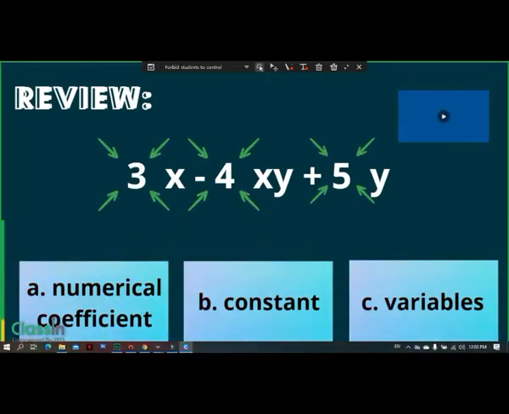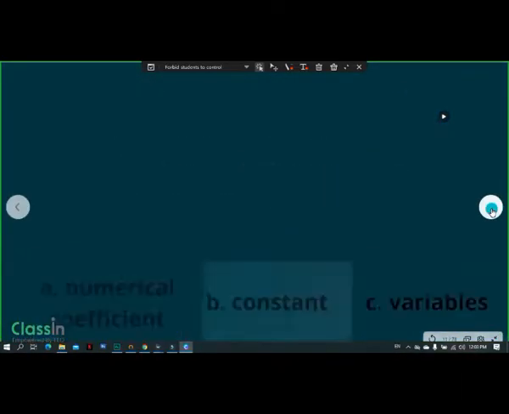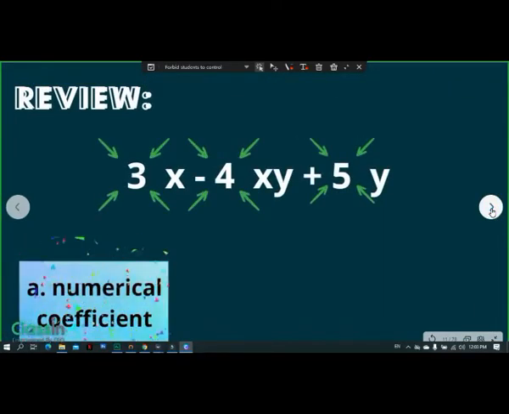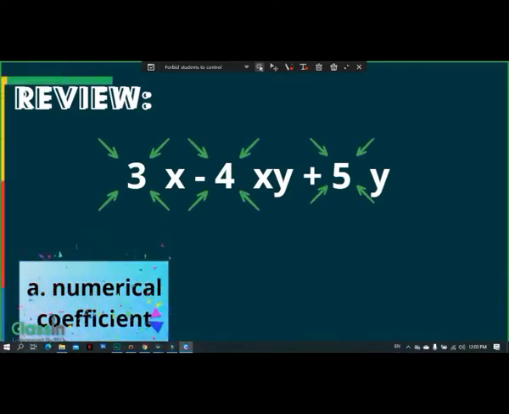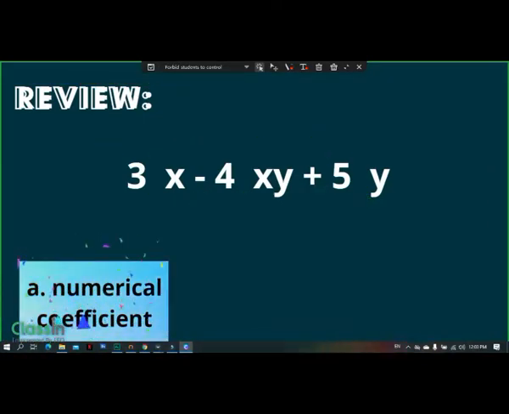Time's up. The choices are A, numerical coefficient, B, constant, C, variables. So what is the correct answer? The correct answer is A, numerical coefficient. So, sa algebraic expression, yung mga numbers po nakatabi ng variables, they are called numerical coefficient.